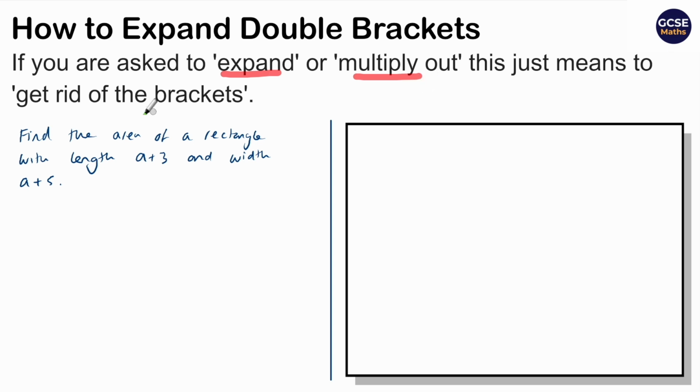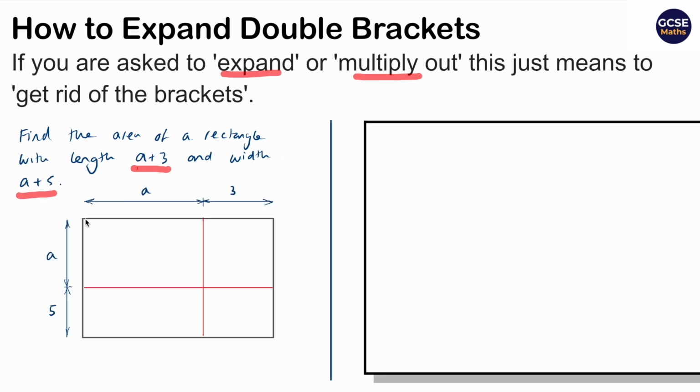So we're going to look first of all at finding the area of a rectangle with the length a plus 3 and the width a plus 5. So I'll just draw that. So here we are. I have drawn the a plus 3 as the length and the a plus 5 as the width. And now we need to find the area of this rectangle.